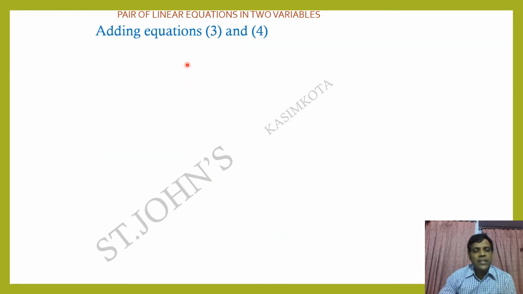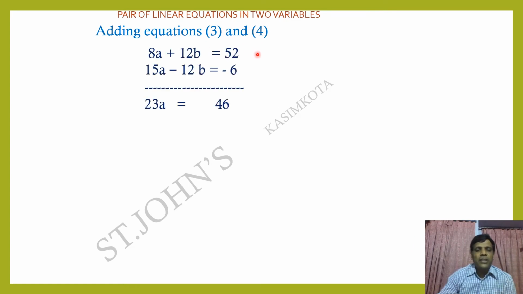Adding equations 3 and 4. Third equation: 8a plus 12b equals 52. Fourth equation: 15a minus 12b equals minus 6. Here, observe, plus 12b and minus 12b cancel. What are the remaining terms?